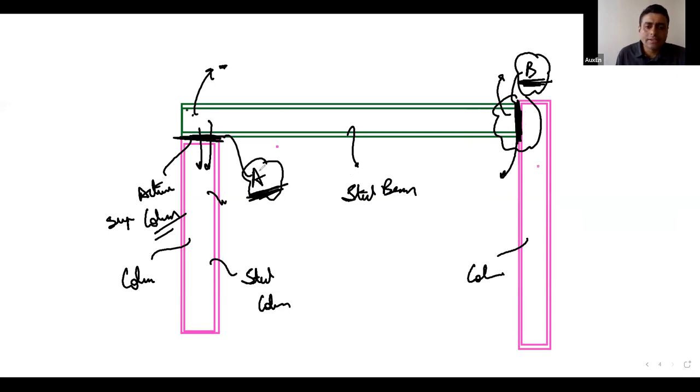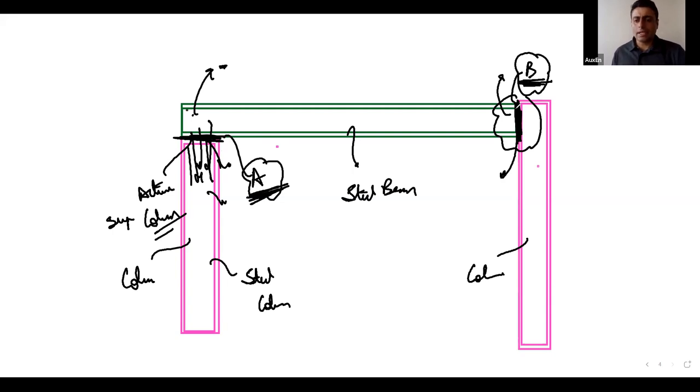In this connection A, even though it will not be able to transfer the movements, if my connection malperforms, still it at least gives a vertical support, right? So A is more preferable in my view as compared to connection B. It's also easy to install.